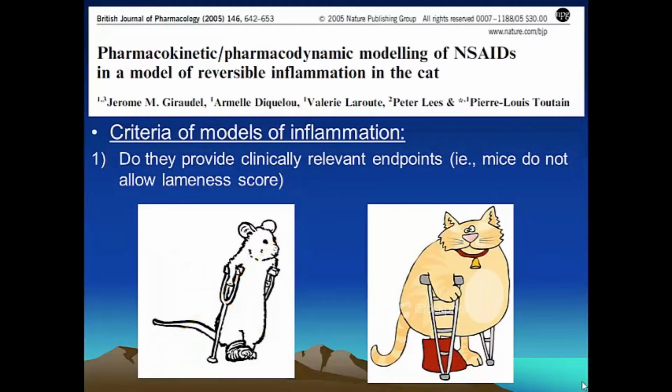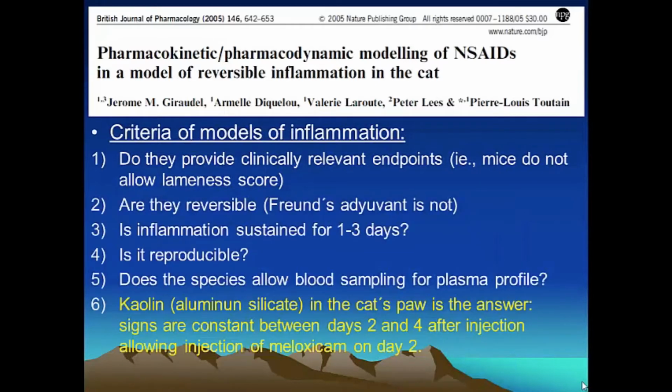This is obviously not a problem if we use cats or dogs. The models need to be reversible so that the animal can be rehabilitated and obviously not euthanized. And in the case of dogs and cats, ideally you want to give them out for adoption. The inflammation should also be sustained for several days so that you can evaluate the effect of anti-inflammatory drugs.